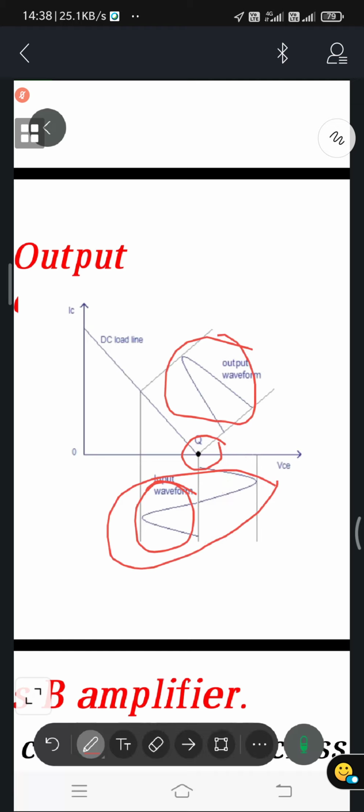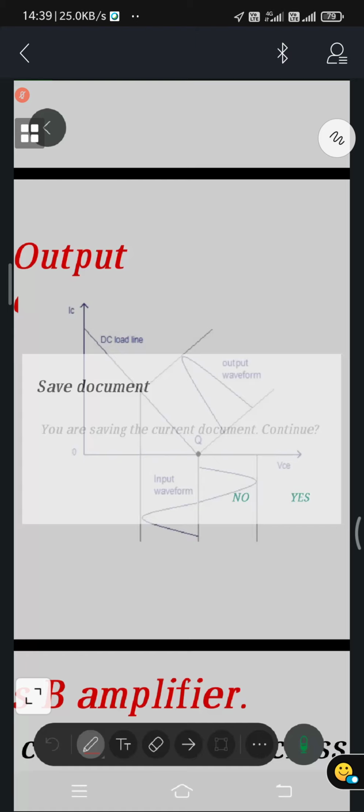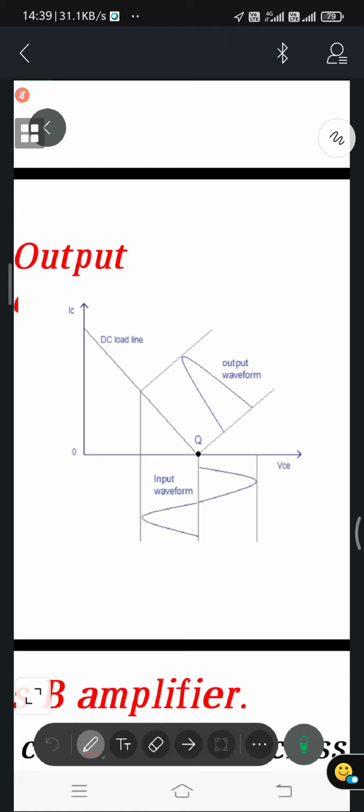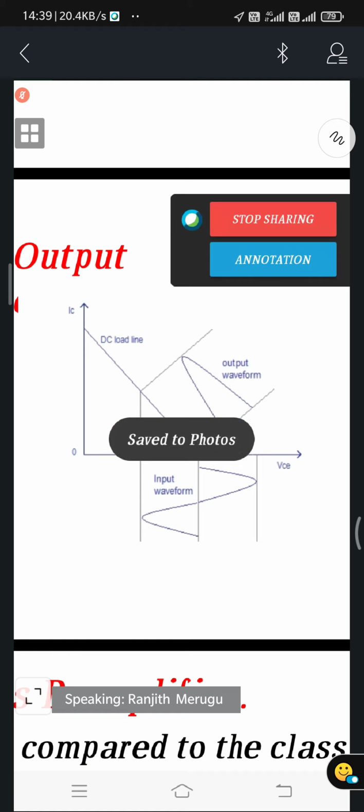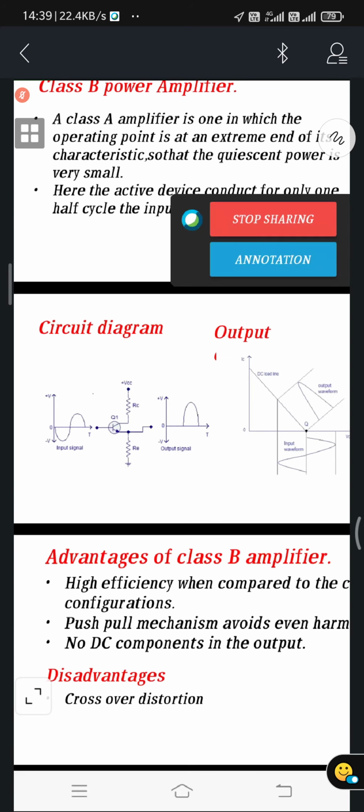We can observe this by using the mathematical equations that we have seen in the class A power amplifier. Just like we can take the input and the output KVL, by that we can find out the Q point. So here, what is the Q point? The Q point is 0, VC. Why? Because the Q point is on the VC axis. 0, VC is the coordinates of the Q point.